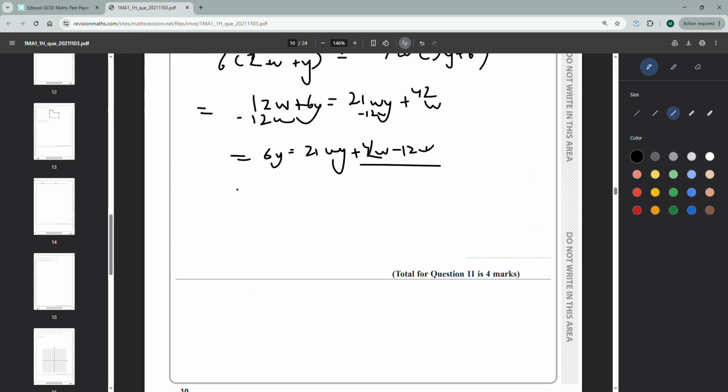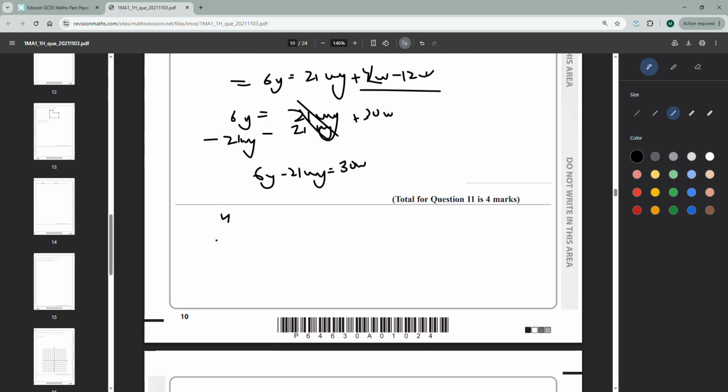So this is going to be 30w, so 6y equals 21wy plus 30w. Now, we're not going to divide it by 6, okay? Because we still have a y here. So we want to make all the things that have a y on the other side. So 21wy. And yeah, okay, we can't even do that. Okay, 21wy equals 30w. Alright, now we're going to factorize it all just to y. So 6 take away 21w equals 30w.